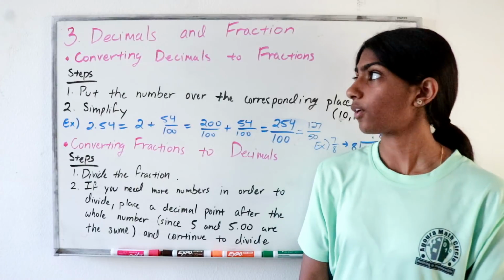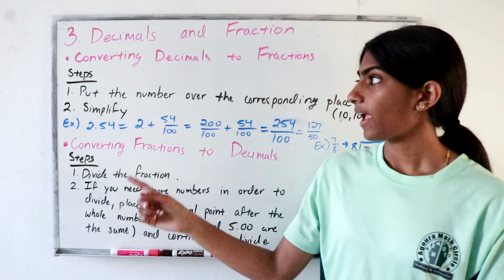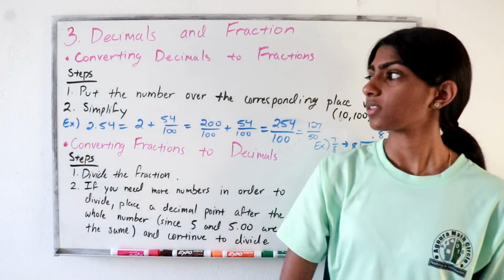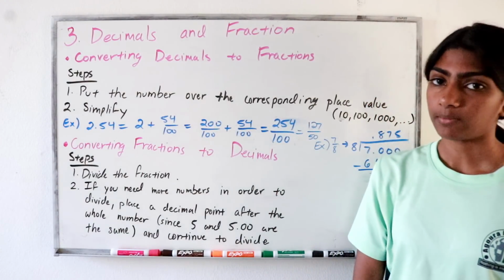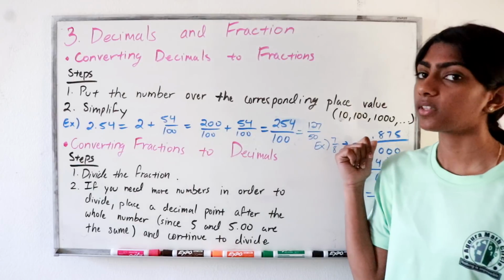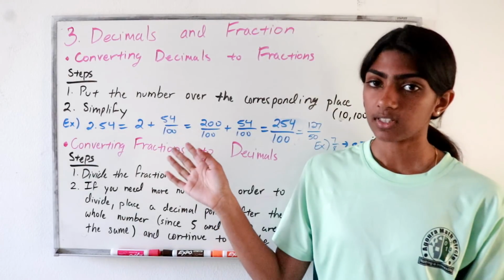So now let's look over decimals and fractions, and converting decimals to fractions. So there are 2 steps to do that. First, you want to put the number over the corresponding place value. So it can be tens, hundreds, thousands, and beyond. Then we're going to simplify.